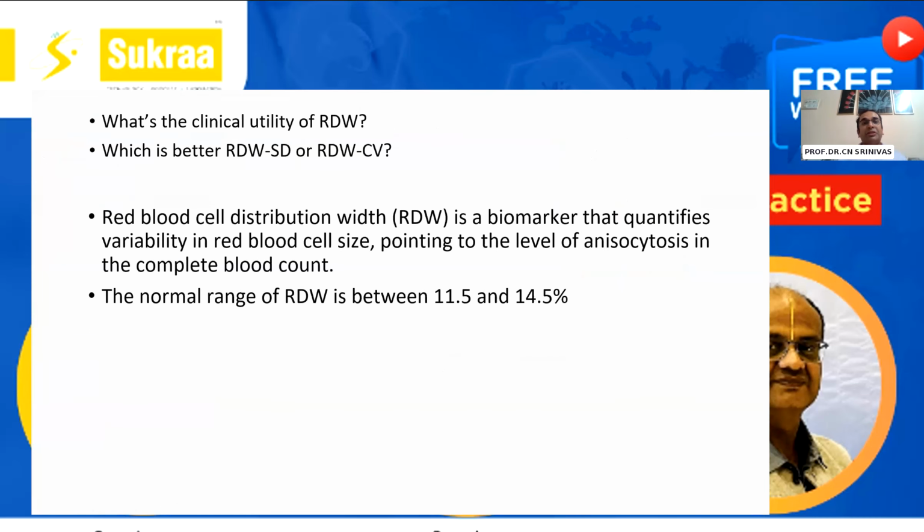So that's a very good question. RDW-SD, RDW-CV. So what is that? Red cell distribution width is a biomarker that quantifies the variability in the red blood cell size, pointing to the level of anisocytosis in the complete blood. The normal range of RDW-CV is 11.5 to 14.5%.